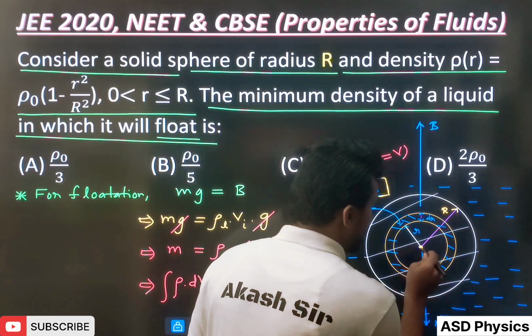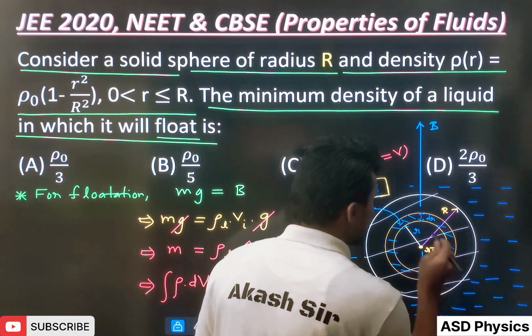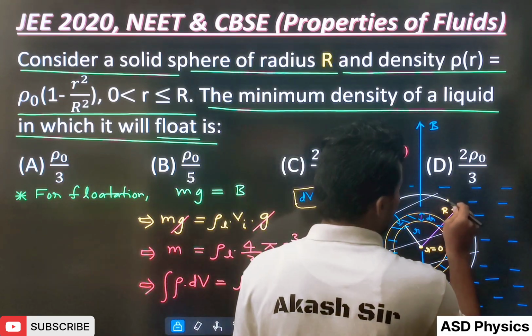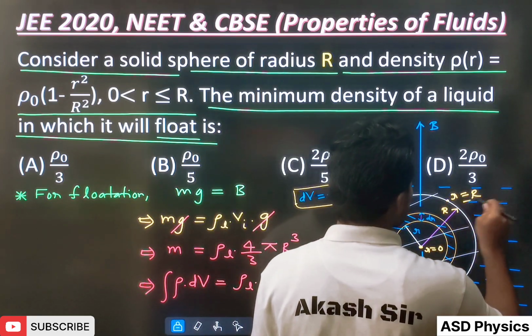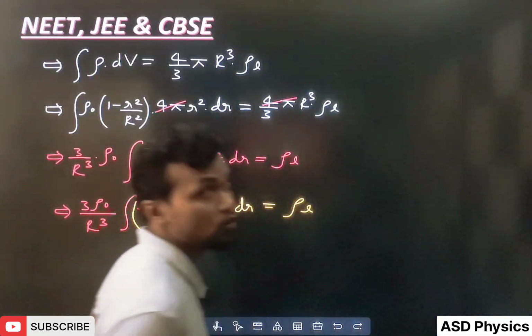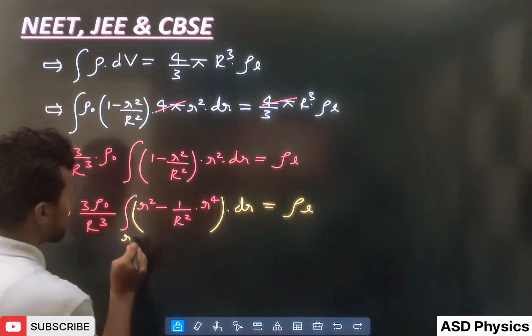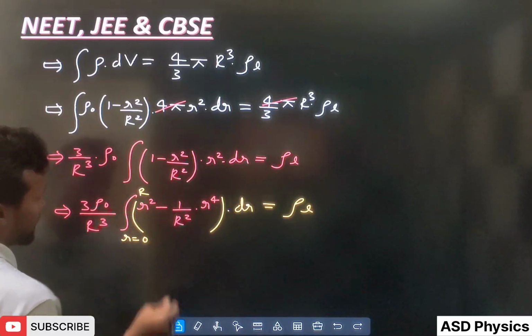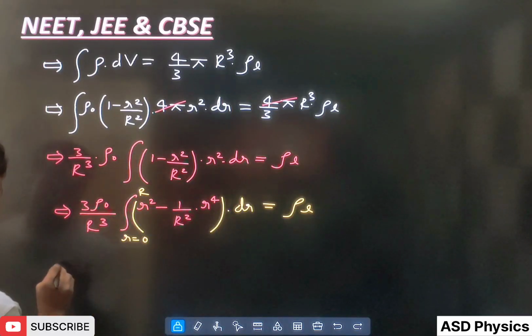So here at this point, what is the value of the small r? It is 0. And when I am at the surface, what is the small r? Capital R is there. Okay, so small r equal to 0 to small r equal to capital R, I have to integrate it. r equal to 0 to capital R. Okay, now let's see here.